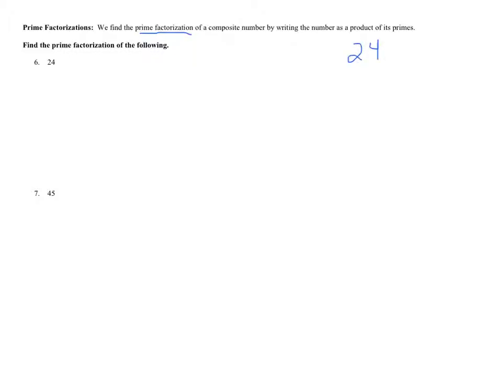Then I think of any two numbers that will multiply to give me 24. For example, I know that 4 times 6 is 24. Now I know there are many other factors that give me 24. It's okay to start with any of them and you will still get to the same place in the end.